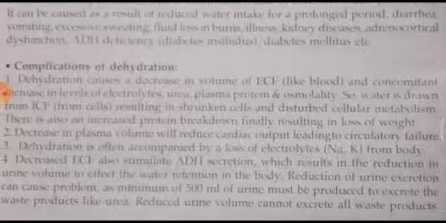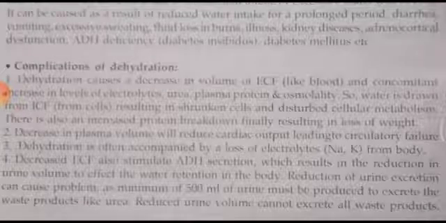Decreased ECF also stimulates ADH secretion, which results in a reduction in urine volume to affect water retention in the body. So to maintain the water level in the body, the urine formation will be reduced to retain the water in the body. Reduction of urine excretion can cause problems, as a minimum of 500 ml of urine must be produced to excrete the waste substances.